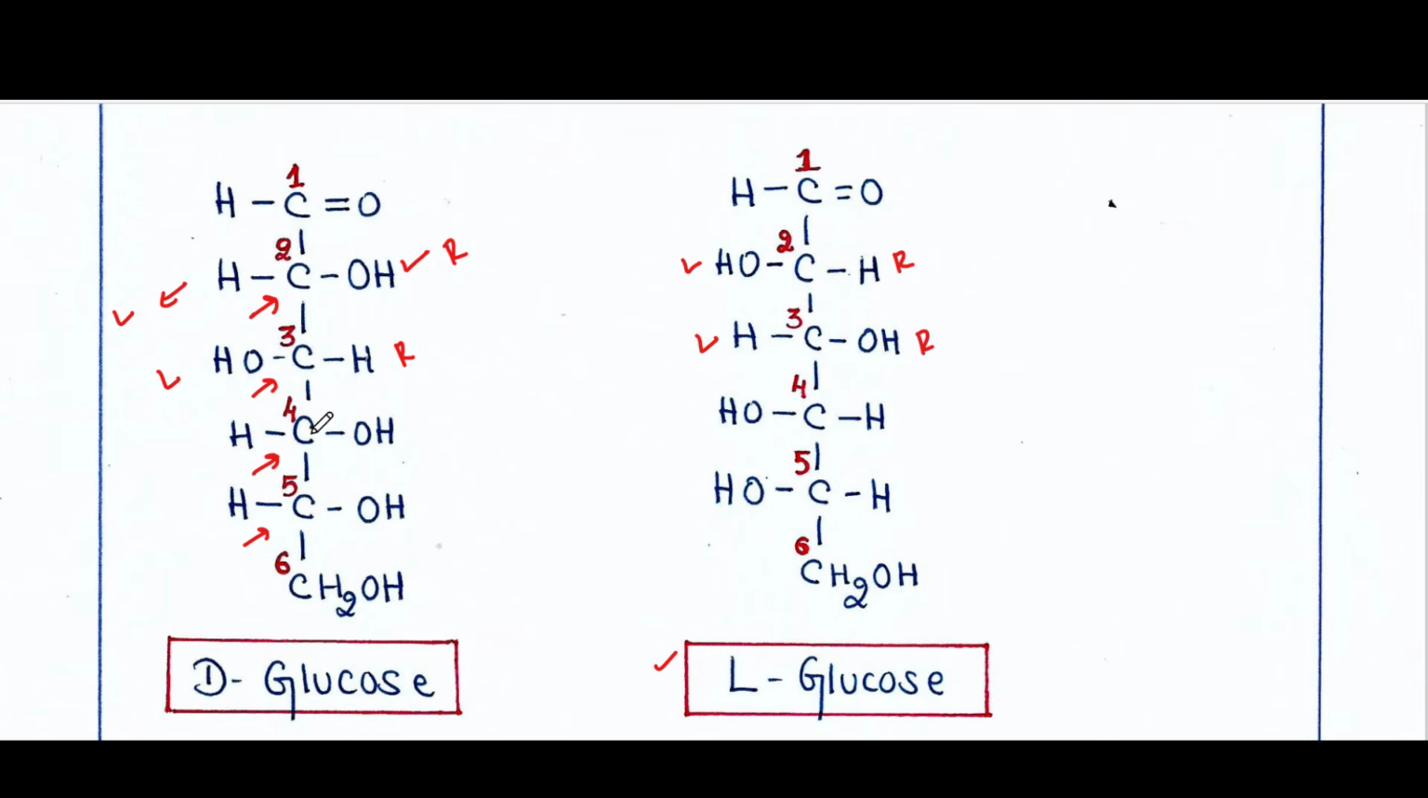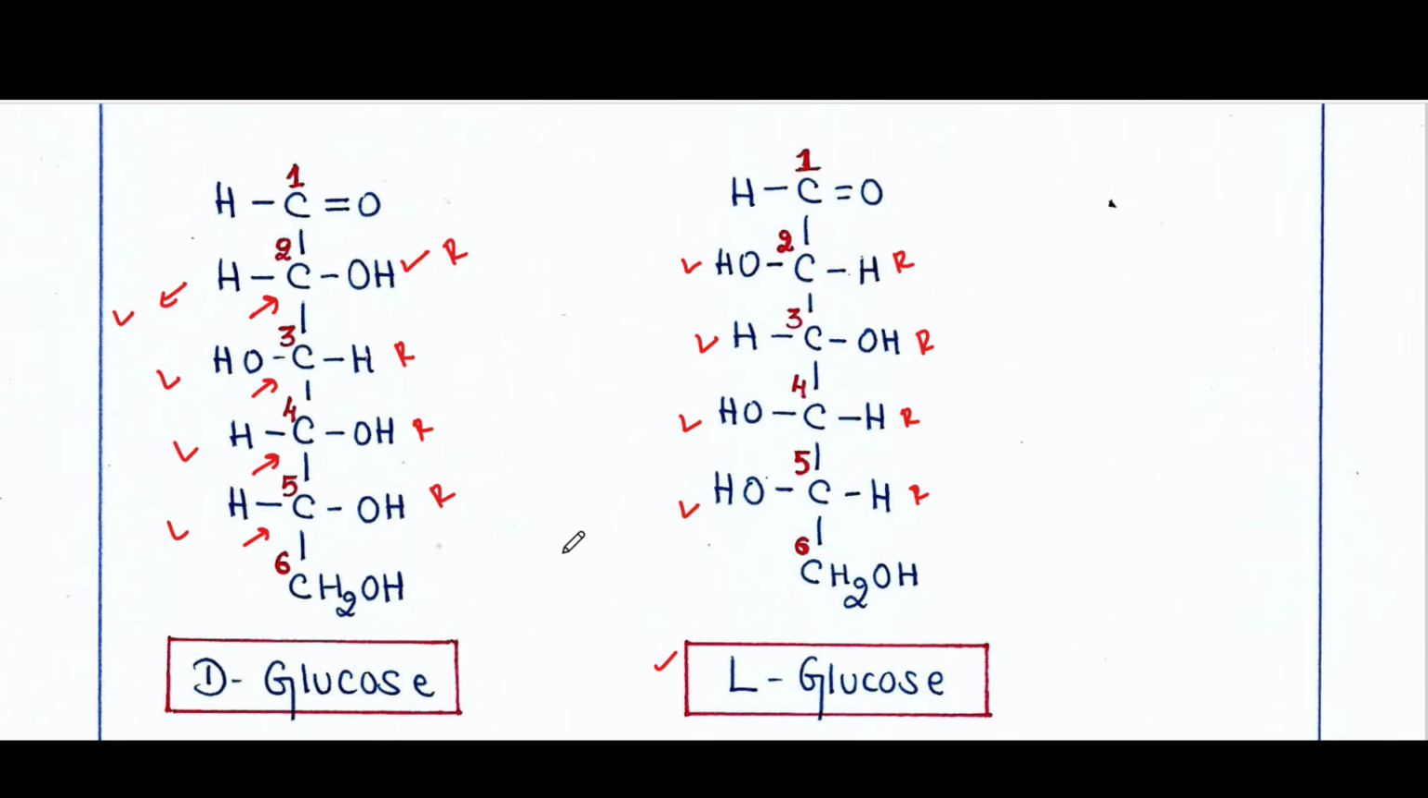In D-glucose, in carbon number 4, OH is on the right side and H is on the left side. In L-glucose, the OH is on the left side and H is on the right side. In carbon number 5 of D-glucose, OH is on the right side, H is on the left side. And in the case of L-glucose, the OH is on the left side and H is on the right side.